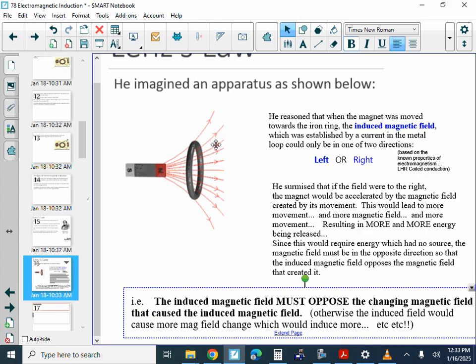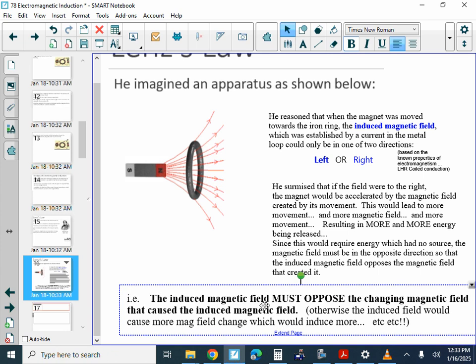Otherwise, the magnetic field made here would cause this to come in even faster, which would cause even more magnetic field, which would cause that to come even faster, which is going to make more magnetic field. It would just be this infinite loop where you move a magnet near a coil and you end up with an infinite amount of energy coming out of it. It would just be a continuous feedback loop.